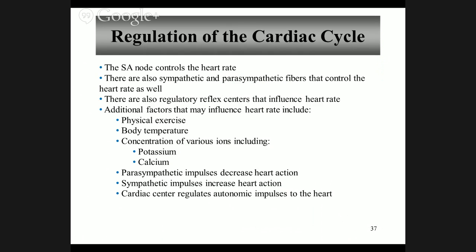The SA node controls the heart rate. There's also sympathetic and parasympathetic fibers that control the heart rate as well. There's also the regulatory reflex centers that were mentioned earlier that influence heart rate. Additional factors that can influence heart rate include physical exercise, the body temperature, and concentration of various ions, including potassium and calcium. But parasympathetic impulses will decrease heart action, and sympathetic impulses increase it. The cardiac center regulates the autonomic impulses to the heart.